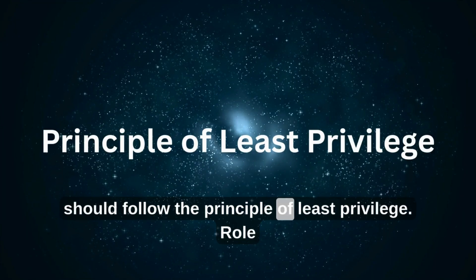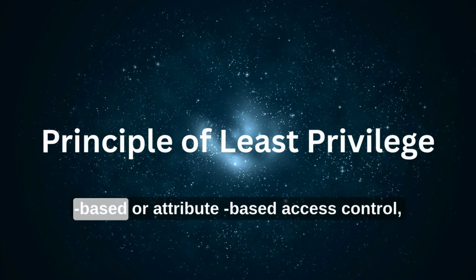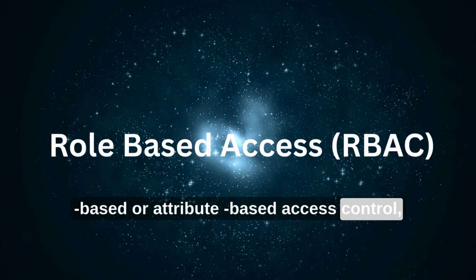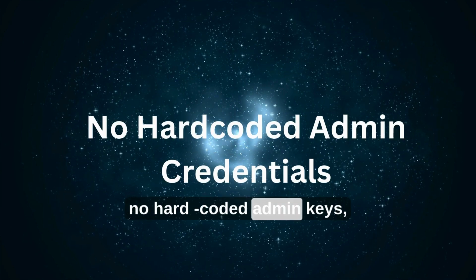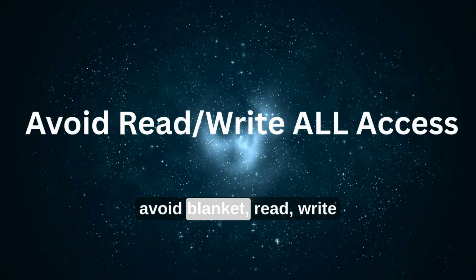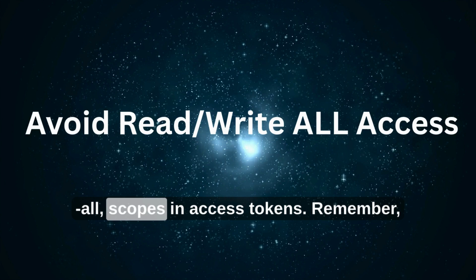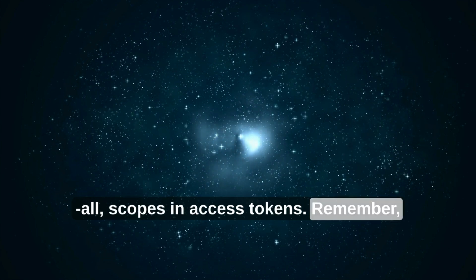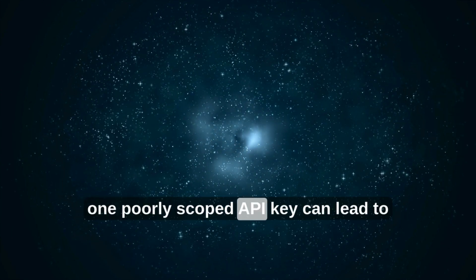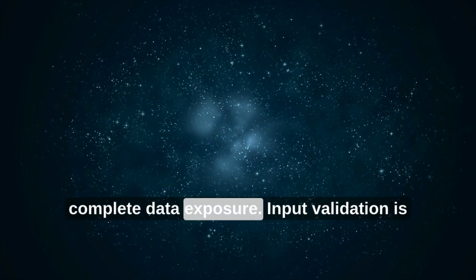Authorization should follow the principle of least privilege. Role-based or attribute-based access control. No hard-coded admin keys. Avoid blanket read-all, write-all scopes in access tokens. Remember, one poorly scoped API key can lead to complete data exposure.